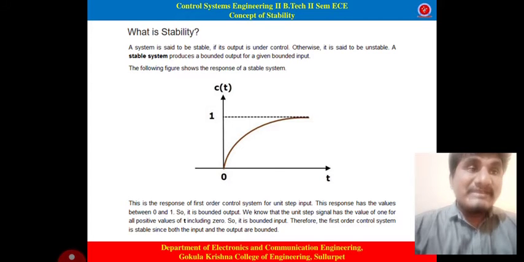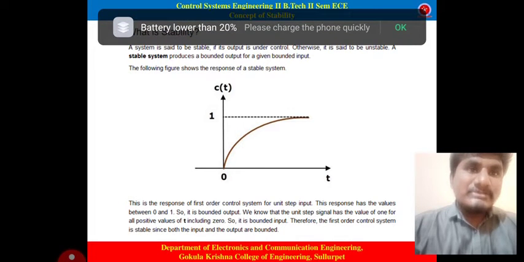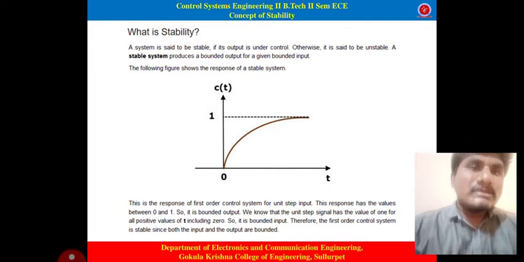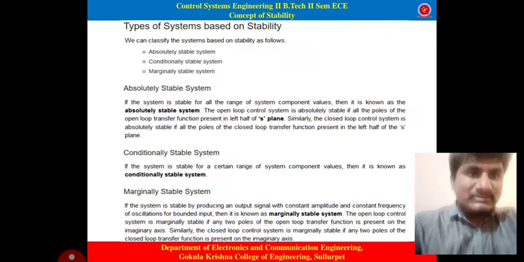If we are giving such an input to a system, and it is producing another bounded signal as output, then we call that particular system a stable system. So a system is called stable if it produces a bounded output for a bounded input. Such a system may not guarantee a bounded output for an unbounded input. When a system is given a bounded input, it must produce a bounded output; only then is that system a stable system.